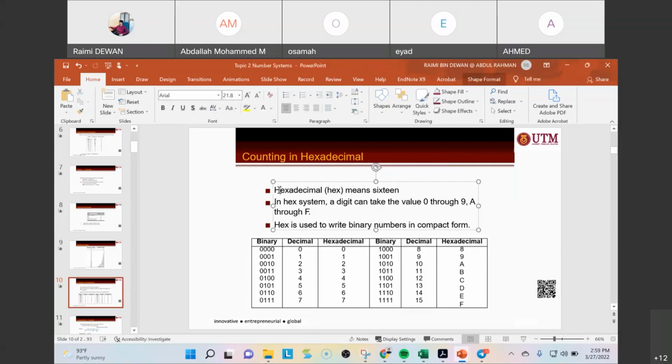So now, hexadecimal. Hex means 16. In the hex system, a digit can take the value of 0 through 9 and A through F, just like I told you. So 0 to 9, and the next values 10, 11, 12, 13, 14, 15 we represent using letters. For example, in binary 000, the decimal equivalent is 0, and in hexadecimal it is the same, 0. Decimal and hexadecimal are the same until the value of 9. It starts to have a different representation at 10 and so on. So 10 is A, 11 is B, 12 is C, 13 is D, then E and F.